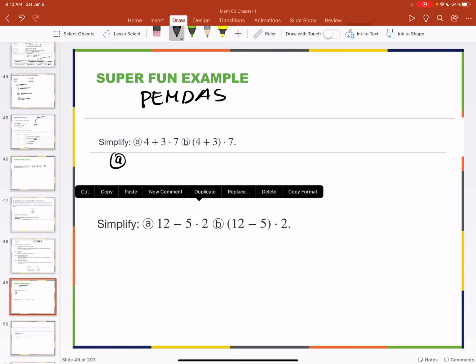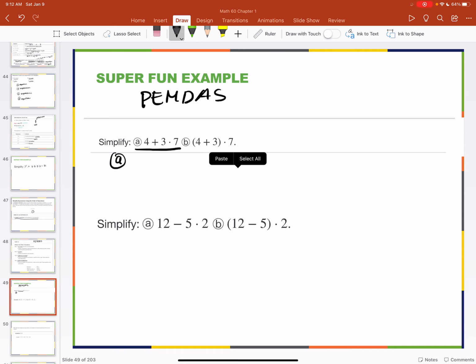Okay, so for A, there is no parentheses. There is no parenthesis, but I do see that 3 times 7 is first. So you would first do 3 times 7. So this would be 4 plus 21, which is equal to 25.